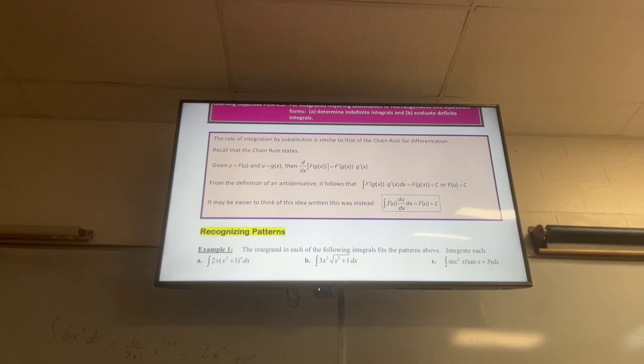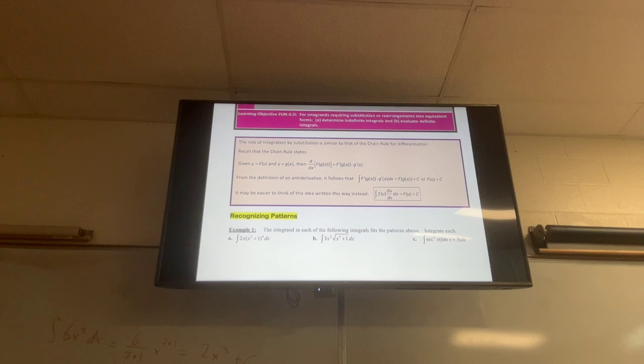When you're doing an indefinite integral, when there's no numbers on the top and bottom here, you have to write a plus c. So when you come in for help, I can explain that too.